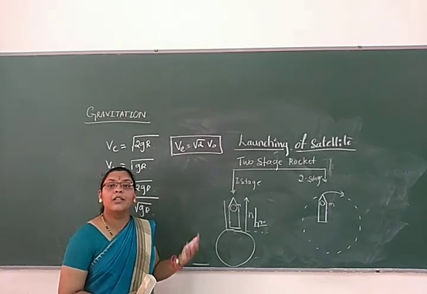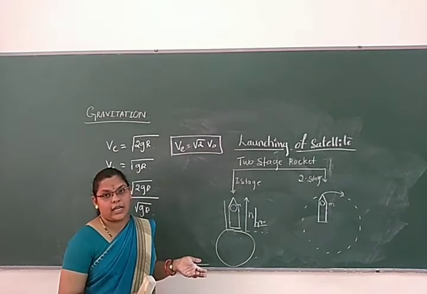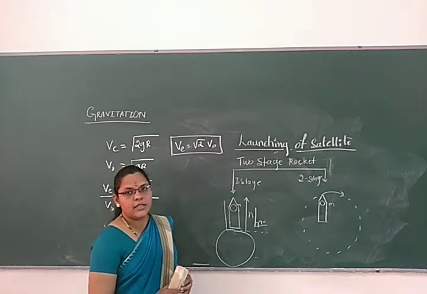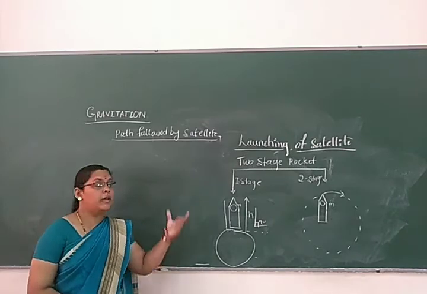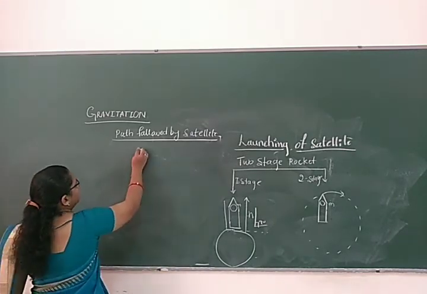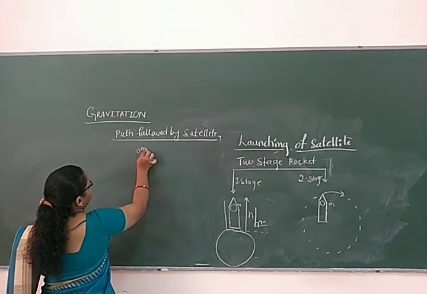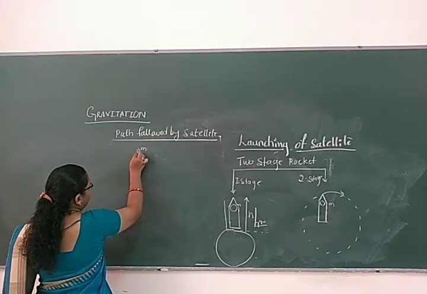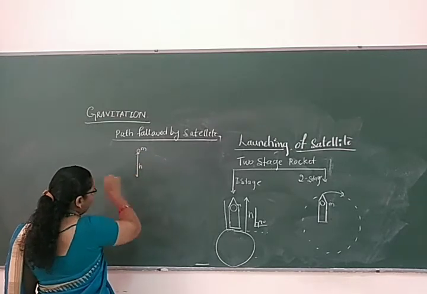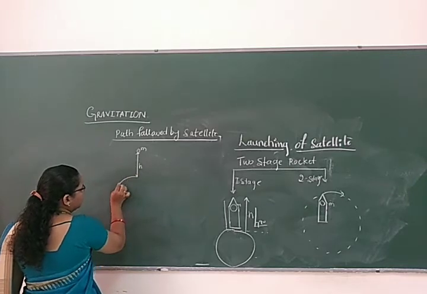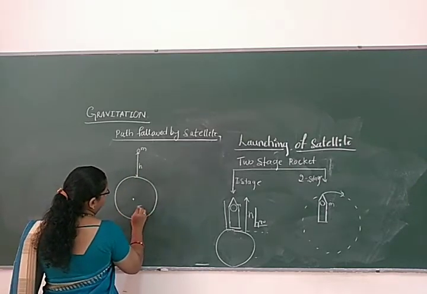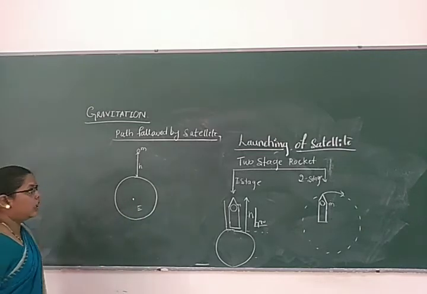Now next, how the path will be followed by the satellite once it is launched with the help of the two-stage rocket. Let us understand how the path will be followed by the satellite once it is launched. Now let us consider here the planet, right? So it will be at the desired height from the surface of the earth. Let me write it here, earth.